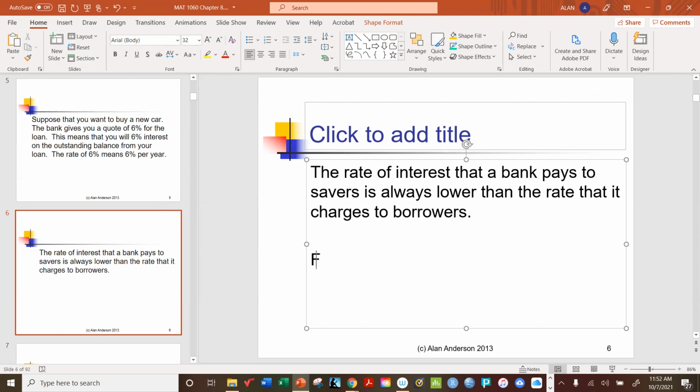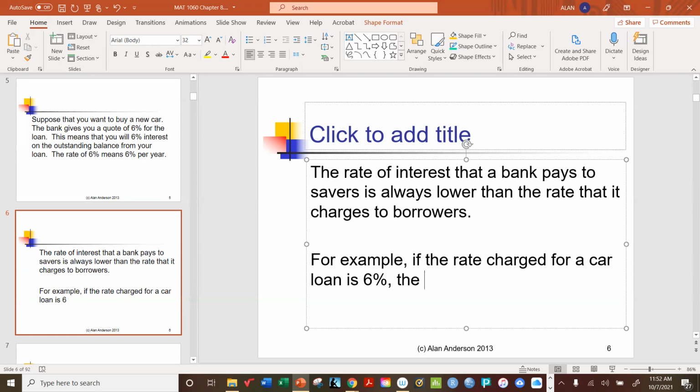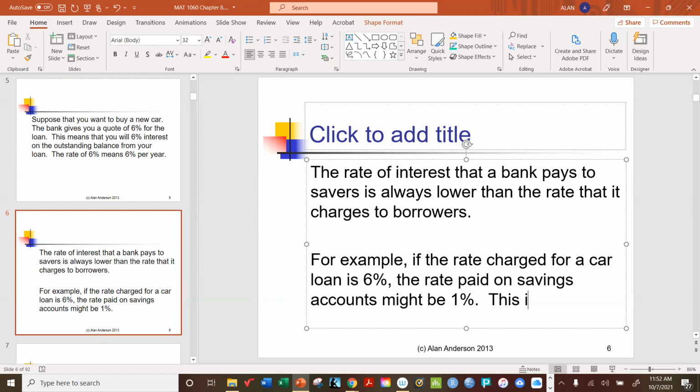Okay, so for example, if the rate charged for a car loan is 6%, the rate paid on savings deposits or savings accounts might be 1%. So how do they get away with that? Doesn't it seem like they're ripping us off? They're only paying us 1%, and yet then they're turning around and charging 6%. Well, no, this is how they make their money. The difference between what they charge you and what they pay for savings accounts or other deposits, that's where their profits come from.